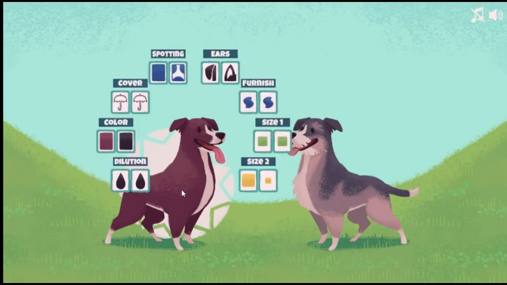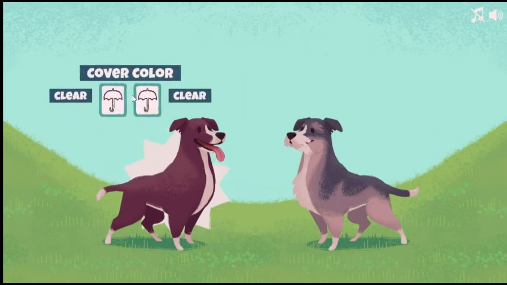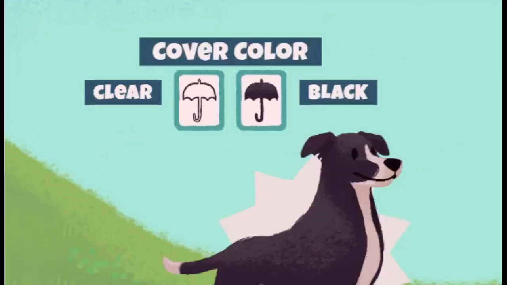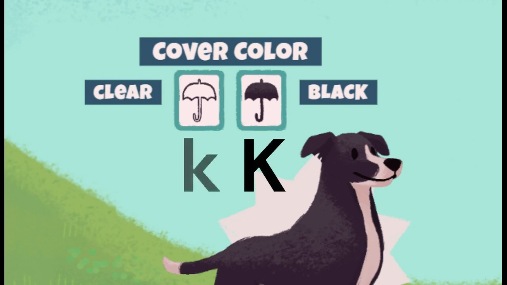The black cover gene will cover up the dog's color to black if it has one or two cover alleles. The black allele is dominant. The clear allele will let other fur colors come through. But if a dog only has one clear allele, it will still have the black cover trait. The clear allele is recessive. If we use the letter K to represent the cover gene, we would use a capital letter K to represent the dominant allele, which is the black cover allele. The clear allele would be represented by a lowercase k because it is the recessive allele.